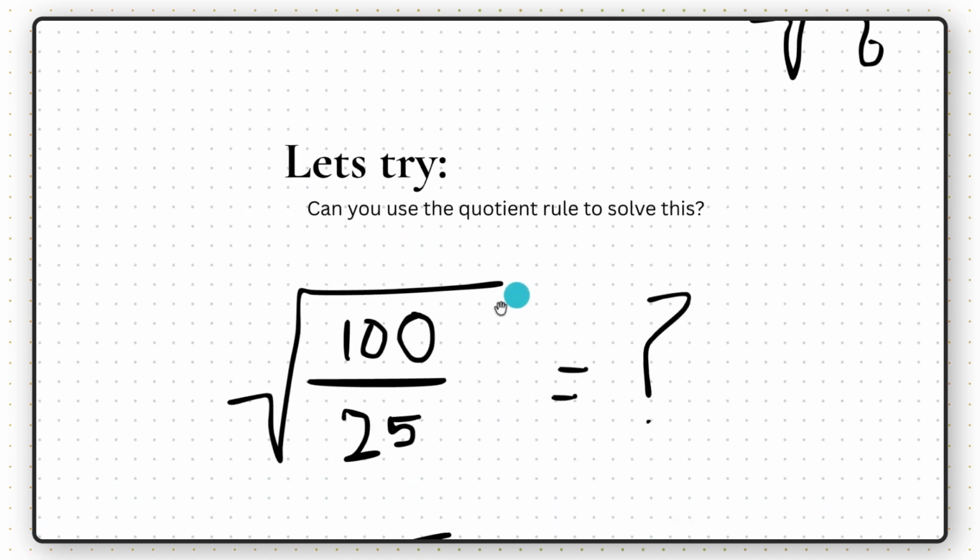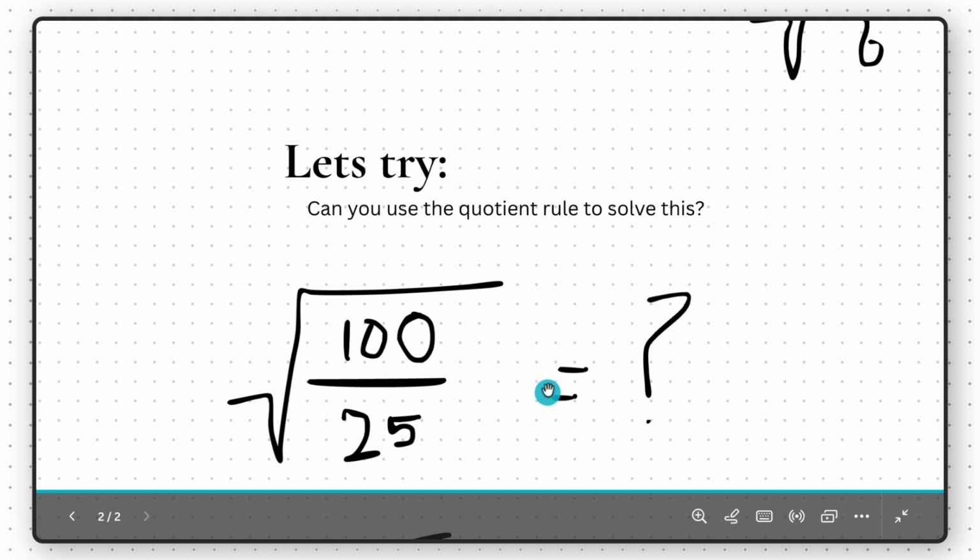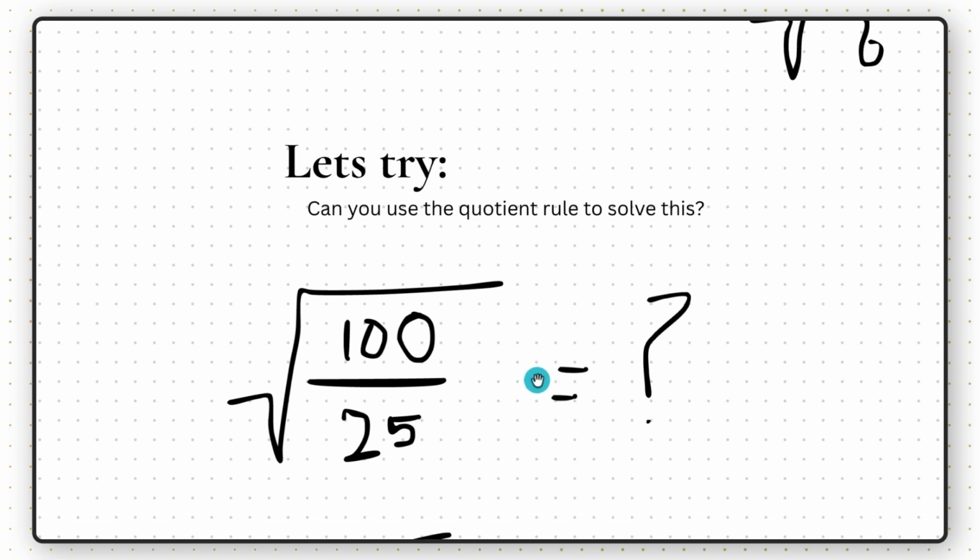So over here, you may notice that you can just divide 100 by 25 and you can get 4. Now that is one way you could solve this question, but I want you to try using the quotient rule and figuring out your steps in your whole process before jumping immediately to the answer. So take a second and try to solve this question right here.